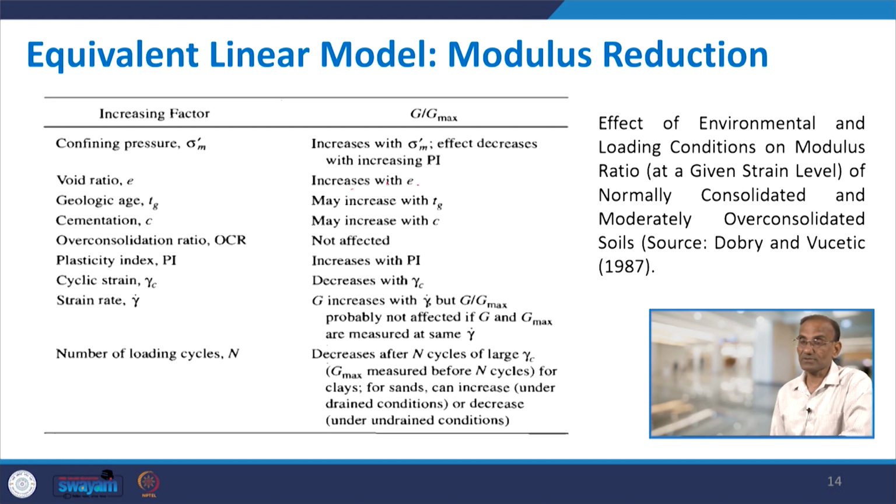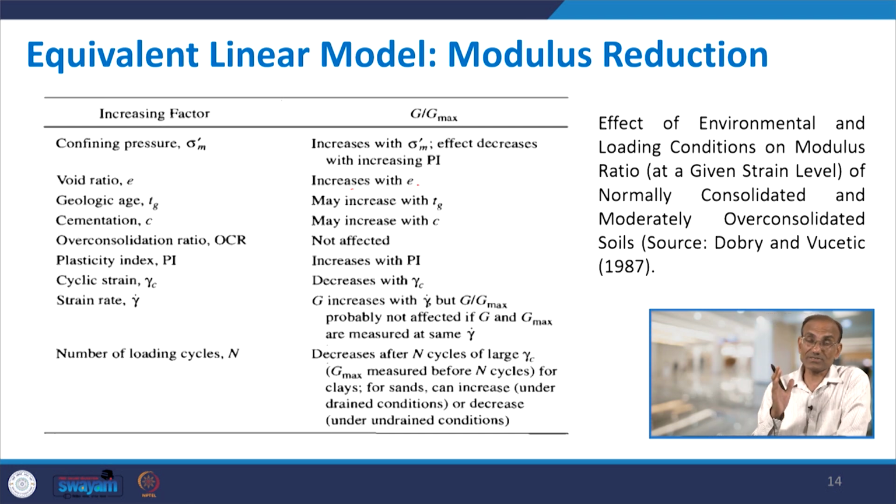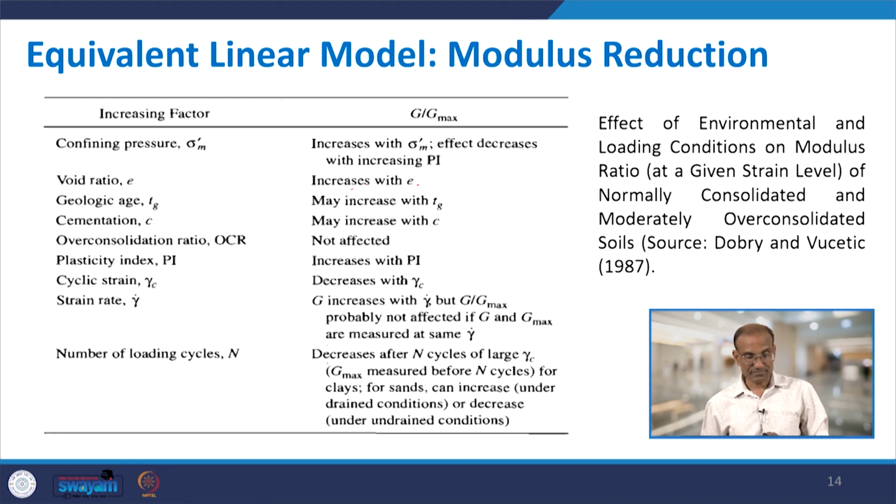So, when you increase the void ratio, the G by G max should be considered for the same level of strain, that is, the cyclic shear strain should be the same. For the same cyclic strain, if I increase the void ratio, then G by G max will increase. Geological age and cementation will increase G by G max, while over consolidation ratio, OCR, does not affect G by G max. We have seen that when you increase the value of PI, G by G max will increase with PI. Cyclic strain, gamma c, and strain rate are also parameters that influence G by G max.